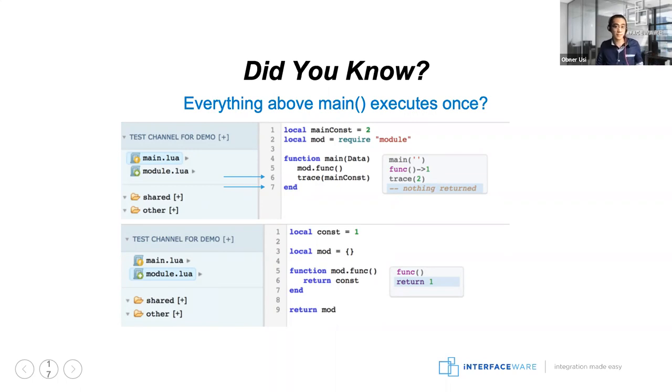So let's say now the channel's been running and a message comes in. This message triggers the translator script. Now, the only lines that execute are lines 4 to 5 from main.lua. Then we jump into module.lua and execute lines 5 to 7 and finish the script, going back into main on lines 6 to 7 of main.lua. When a new message comes in, only main is processed and everything above the main is only executed once, on channel start.